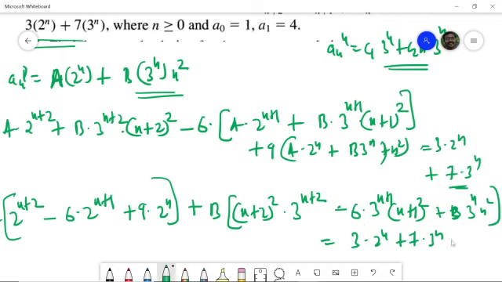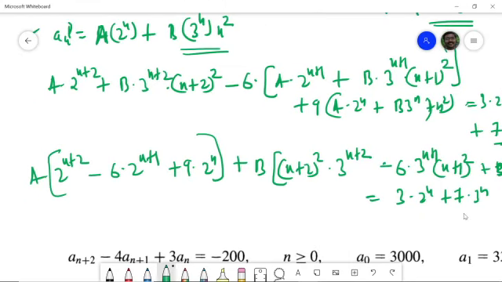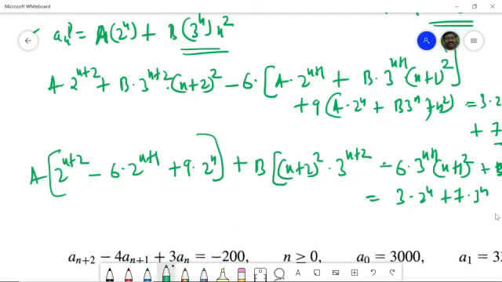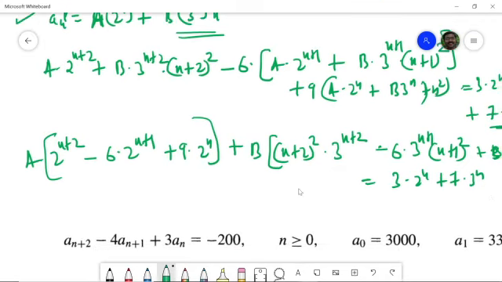So try to simplify this, what will you get then? In order to solve this, we'll compare the coefficients of 2^n and 3^n on both sides. So we'll first try to see the coefficients of 2^n. What are the coefficients of 2^n in this problem?